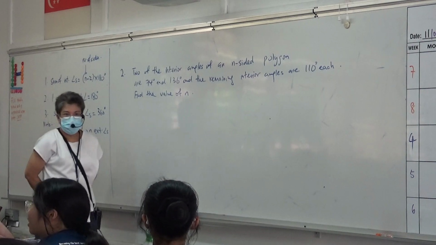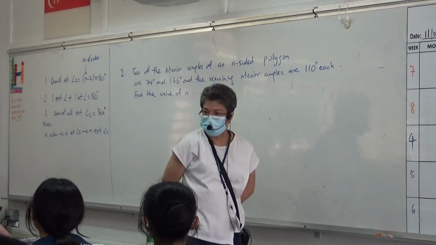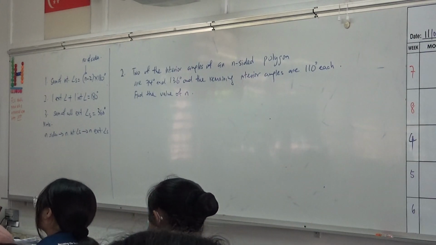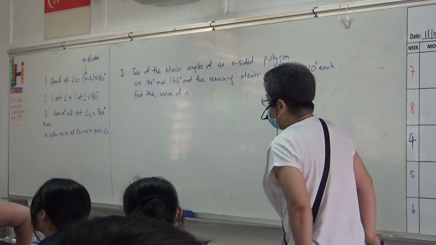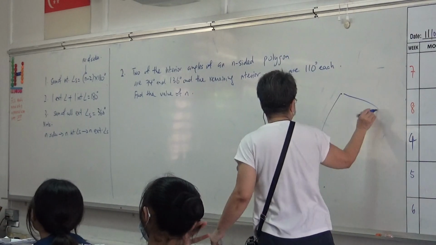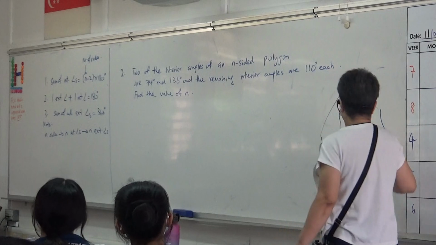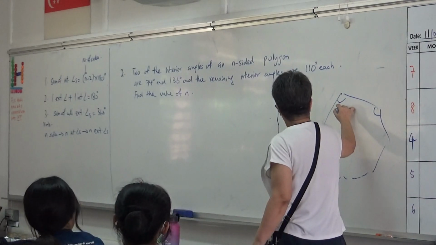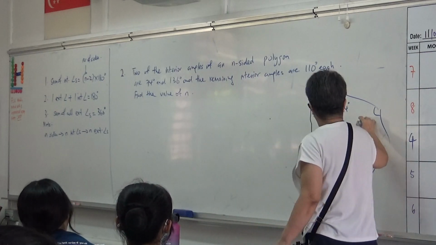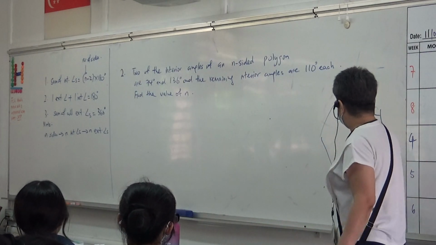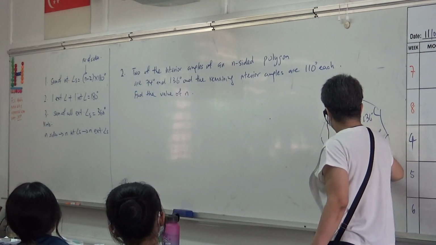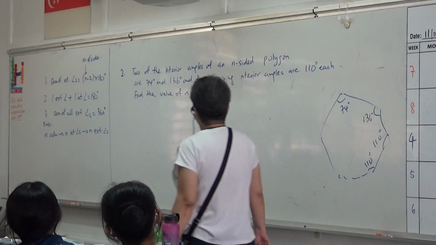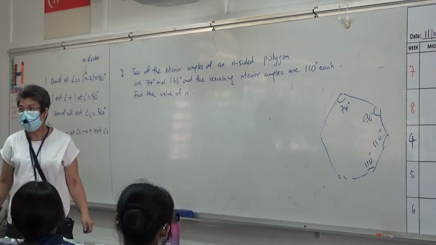Something that is not the usual kind. Can you see it's not the usual kind? Okay, all of you look up. Two of the interior angles. That means I have a polygon, I don't know how many sides. Correct? Two of them, one is 74 degrees, another one is 136 degrees. And the others are all 110, right? Find the value of n.